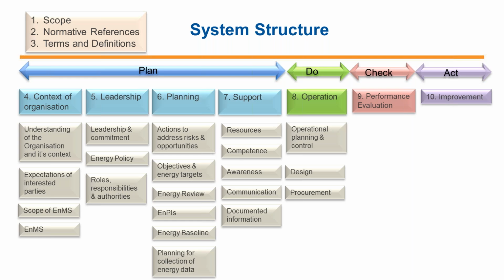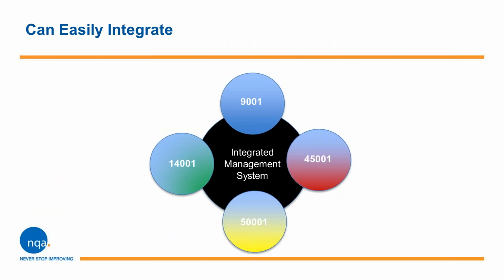Maybe I'm slightly different, I don't know. I tend to like things linear. I can visualize them better, and that's the same thing but set out in a linear structure with the non-auditable clauses 1, 2, 3, scope, normative references and terms and definitions set outside, and then clauses 4 to 9 across the top with all the various sub-clauses shown below.